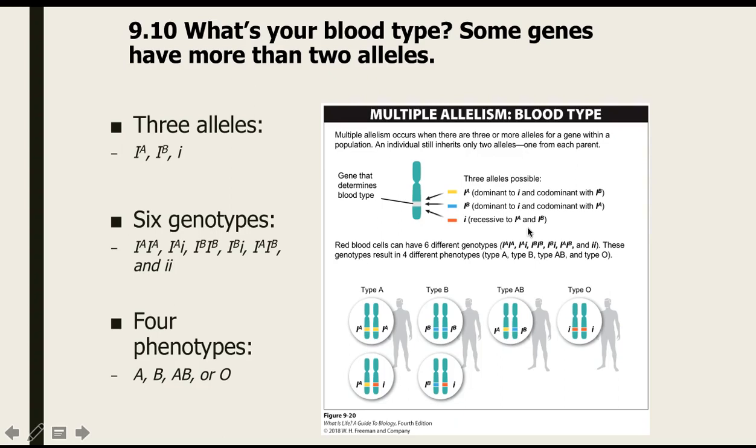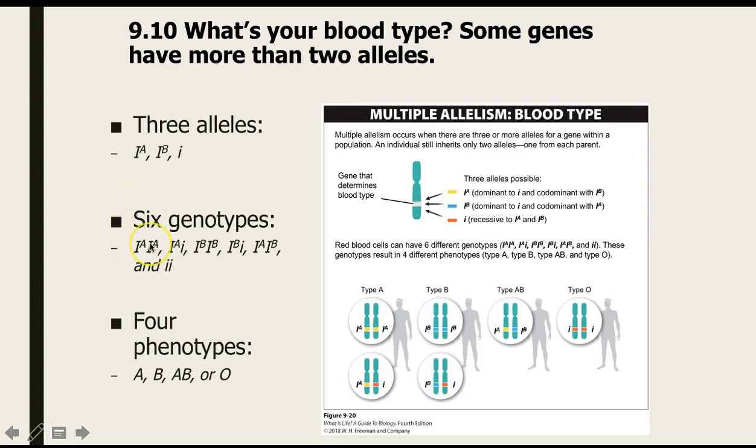Please notice that lowercase represents recessive and uppercase represents dominant, but it's the I that's uppercase and lowercase. The A's and B's are superscripts indicating whether you have the blood type A allele or the blood type B allele. If you take these three and put them in combination, you can actually get six different genotypes.